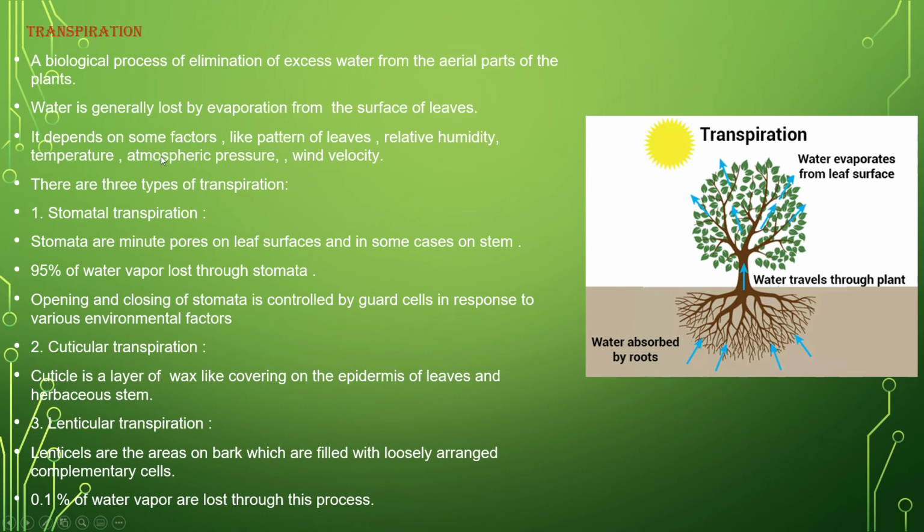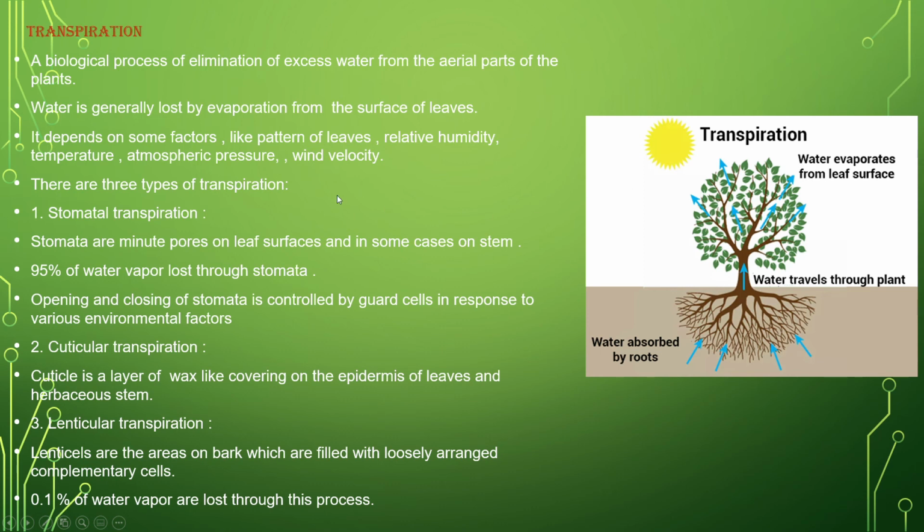And transpiration depends on some factors. It depends on factors like the atmospheric temperature, pressure, and relative humidity in atmosphere, and the pattern of leaves, because transpiration mainly occurs through the leaves. So it depends on the pattern of leaves and wind velocity also. So in the figure you can see that root hairs and roots absorb a large amount of water, and that water carries into the different parts of the plant, and through the leaves the plant releases the excess water by the process of evaporation.